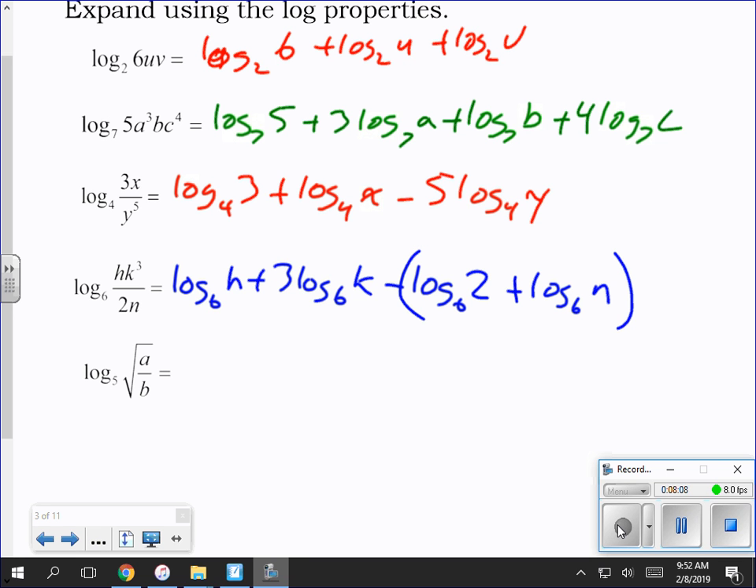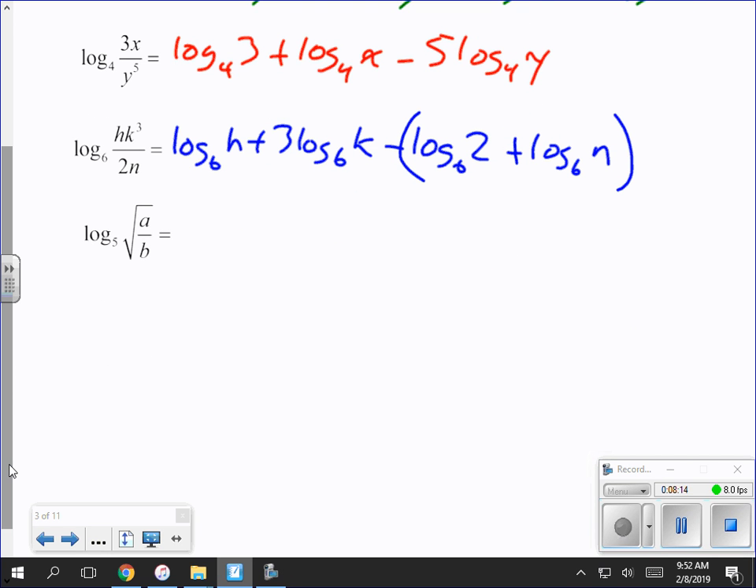Once again, you cannot do it as it stands. You cannot simplify this in radical form. You must rewrite it as an exponential before you do it. So your first step is to rewrite it as log base 5 of a over b to the 1/2 power.